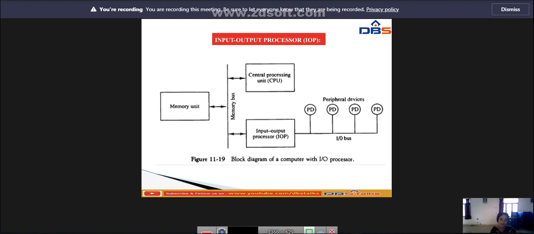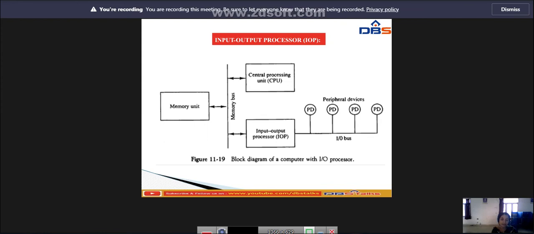IOPs means this is the IOPs. Each IOP takes care of input output tasks, relieving the CPU involved in input output transfers. The IOP, meaning input output processor, is similar to a CPU except that it is designed to handle the details of I/O processing.